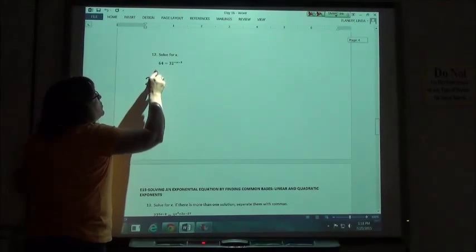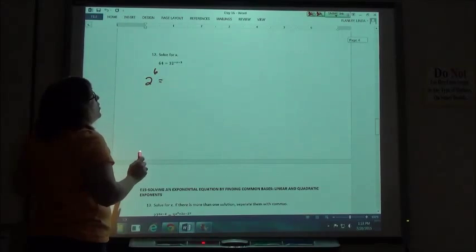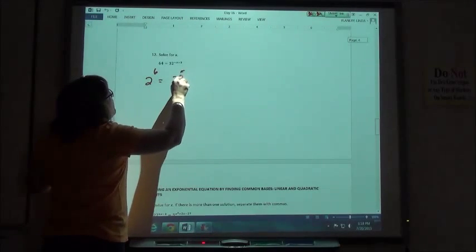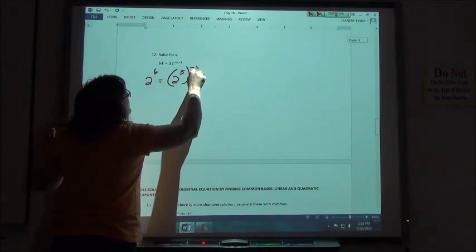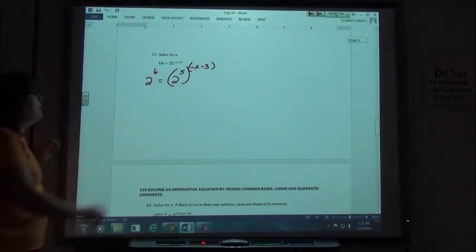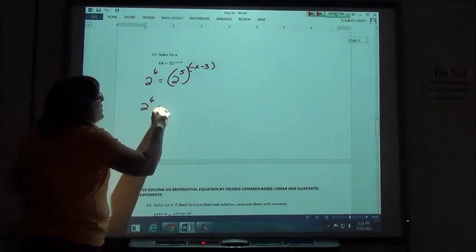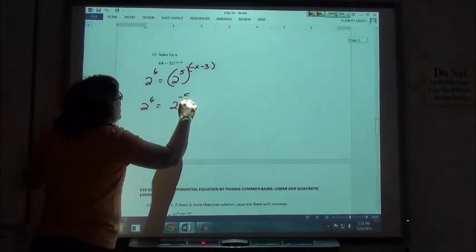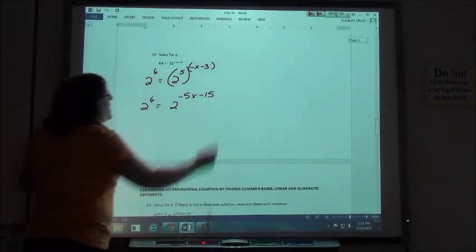64 again was 2 to the 6th, so we did that earlier. 32 would be 2 to the 5th. So I'd have 2 to the 5th raised to the negative x minus 3. So 2 to the 6th would have to equal 2 to the negative 5x minus 15 then.